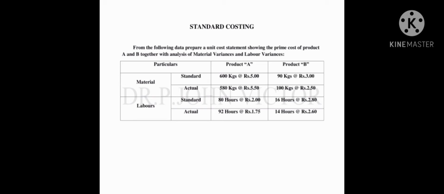See the value for the material. Standard value is 600 kgs at rupees 5 per kilogram for product A, and 90 kilograms at rupees 3 per kilogram for product B. And then actual value: 580 kilograms for product A at rupees 5.50, then 100 kilograms at rupees 2.50 for product B. Then labor, the standard value is 80 hours at rupees 2 per hour for product A, 16 hours at rupees 2.80 for product B. Then actual labor hours: 92 hours at rupees 1.75 for product A, 14 hours at rupees 2.60 for product B.